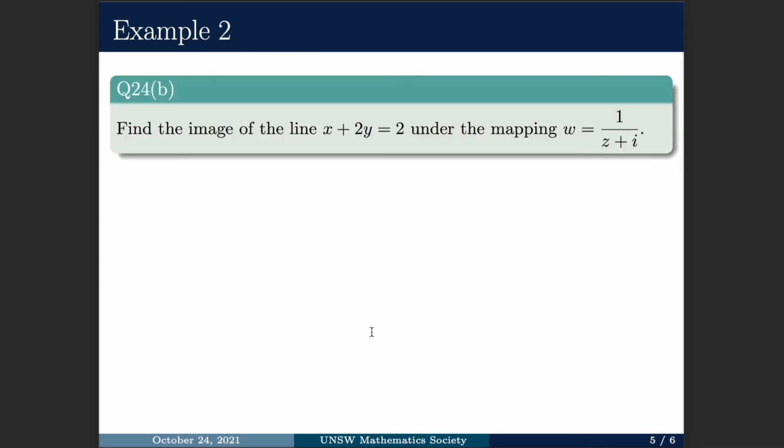Second example, this is quite similar but slightly different. We want to find the image of a line, x plus 2y equals 2, under the mapping w equals 1 on z plus i.